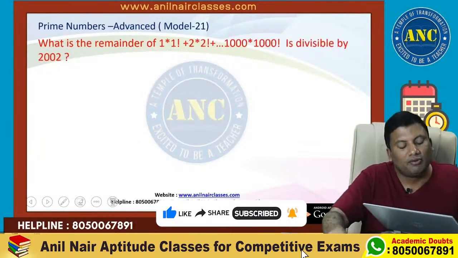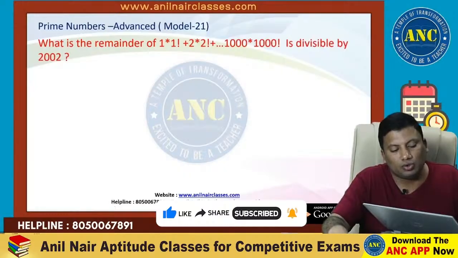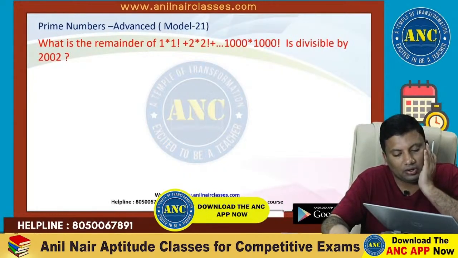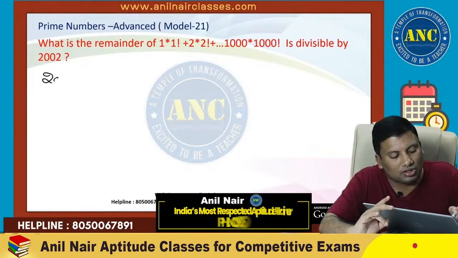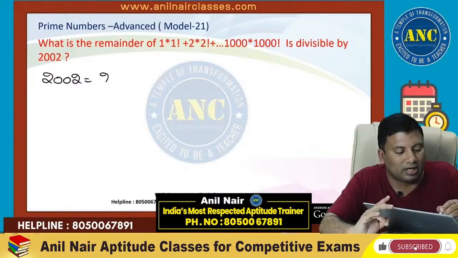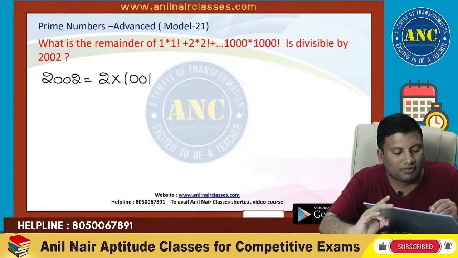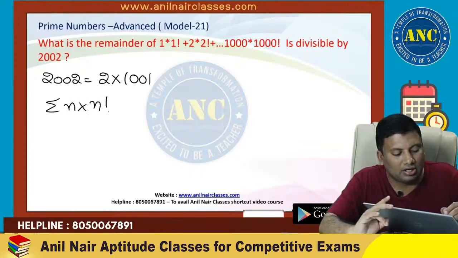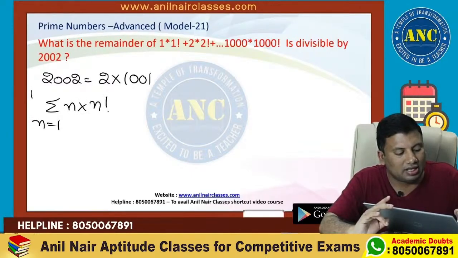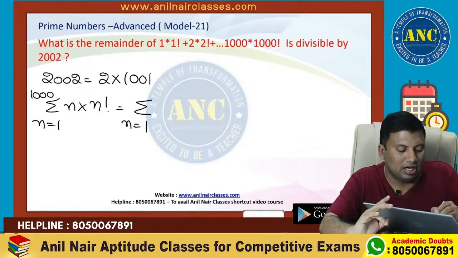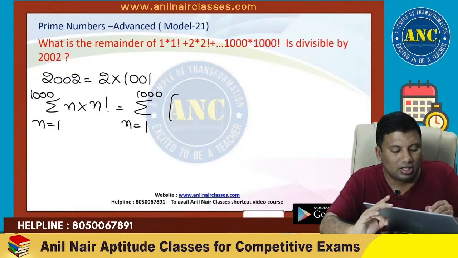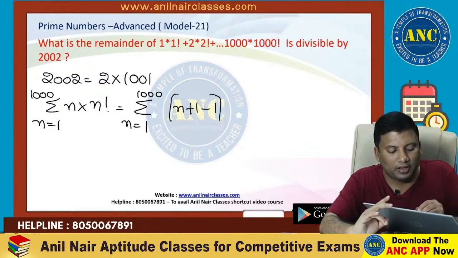Next one. What is the remainder of 1 into 1 factorial plus 2 into 2 factorial up to 1000 into 1000 factorial divided by 2002? 2002 is nothing but 2 into 1001. First step, this is nothing but the summation of n into n factorial, n ranging from 1 to 1000. n can be written as n plus 1 minus 1, times n factorial.